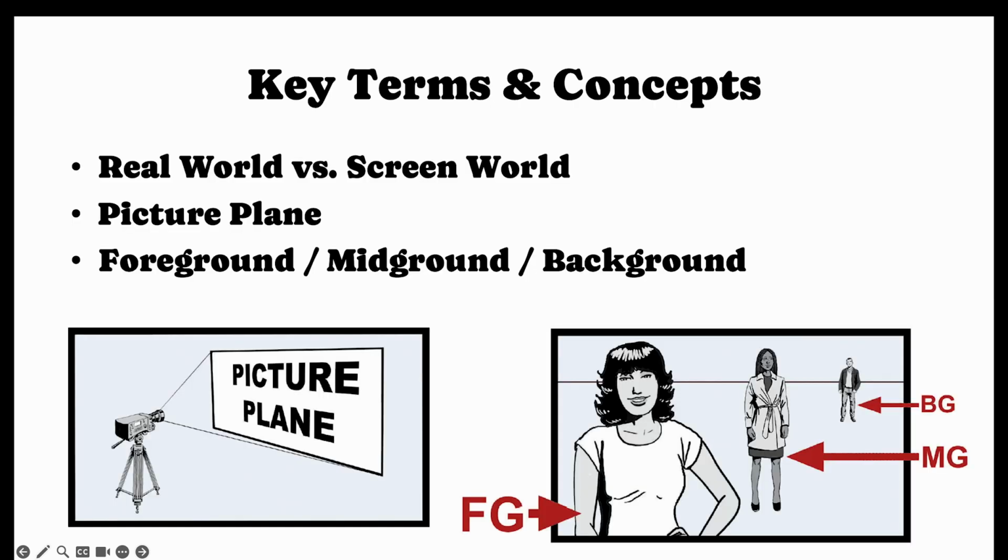Okay, so some key terms and concepts. So the real world is a 3D space where we live. And I know you're thinking to yourself, well, yeah, obviously. But when we think about cinematic composition and the language of storytelling through capturing moving images, everything in the screen world goes to a 2D visual environment. The picture plane is a framed space that we work within. And understanding depth via the foreground, middle ground, and background is essential for composition.